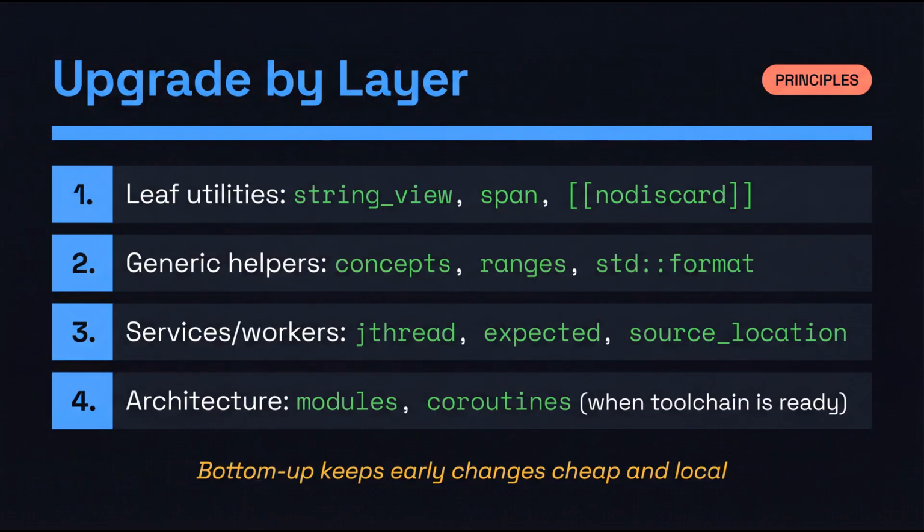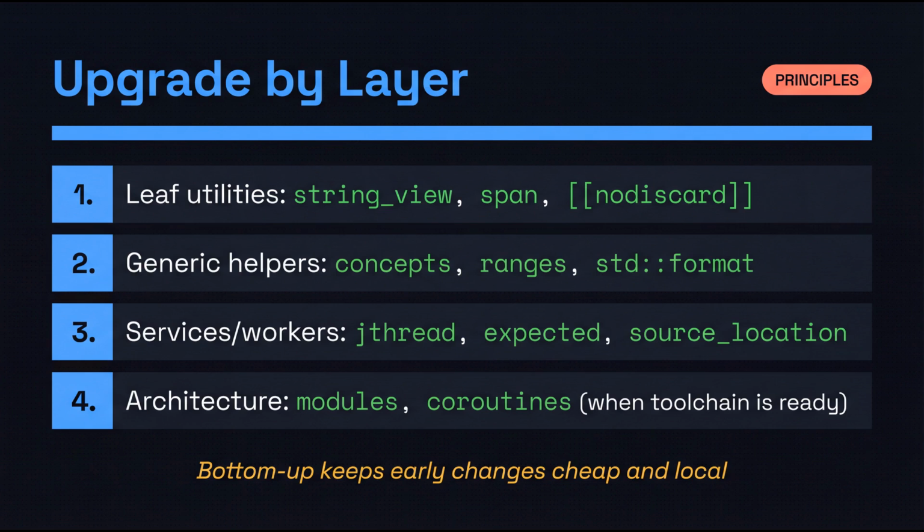The cleanest rollout is bottom-up, in 4 layers. Layer 1. Leaf utility functions. Add string view and span to function signatures. Add no discard to functions whose return values shouldn't be ignored. These changes are local and low risk.